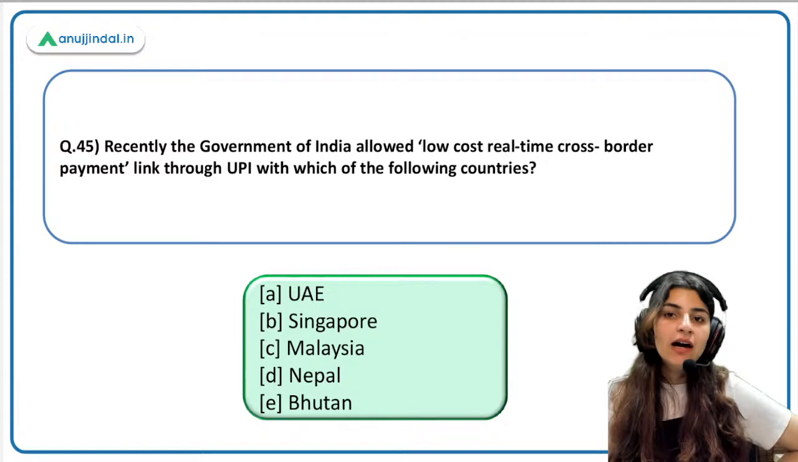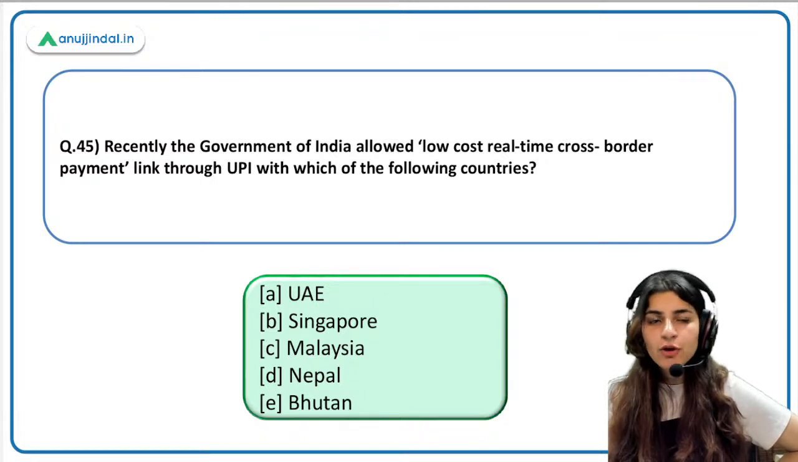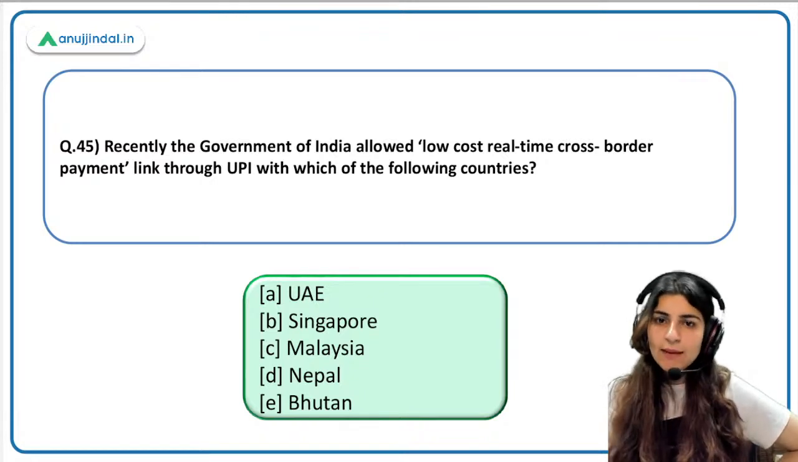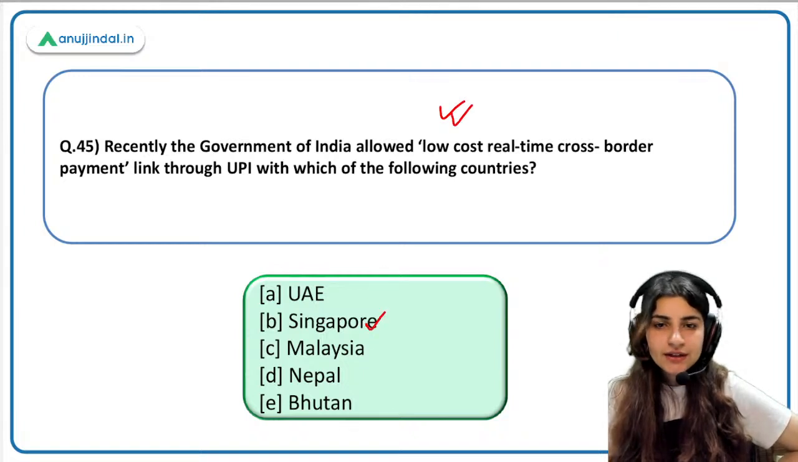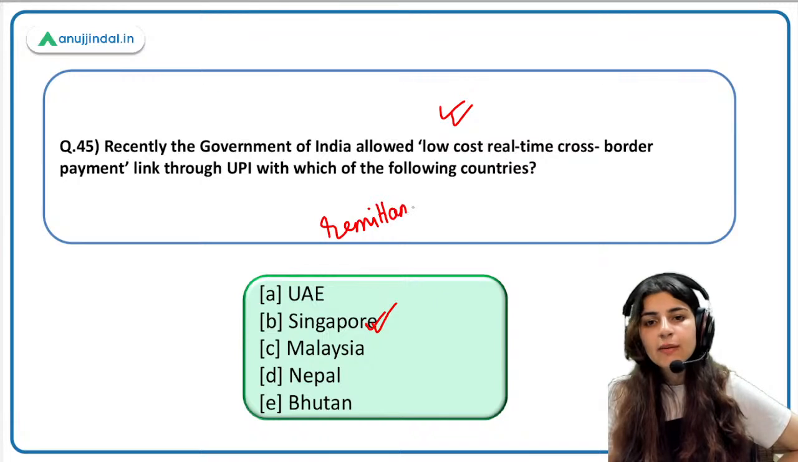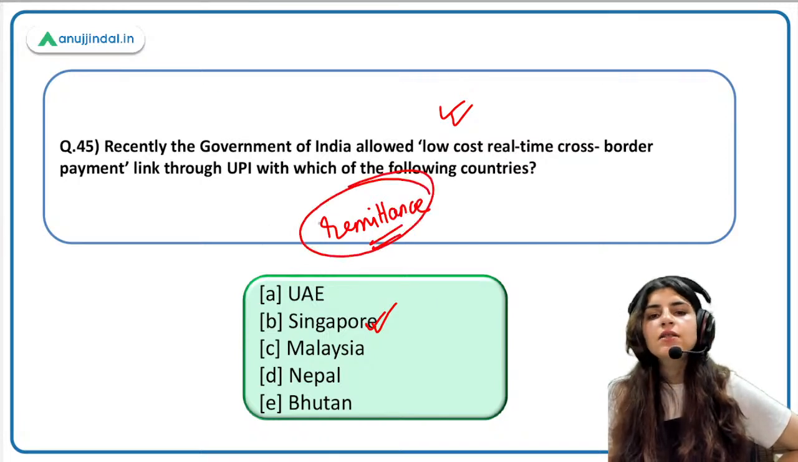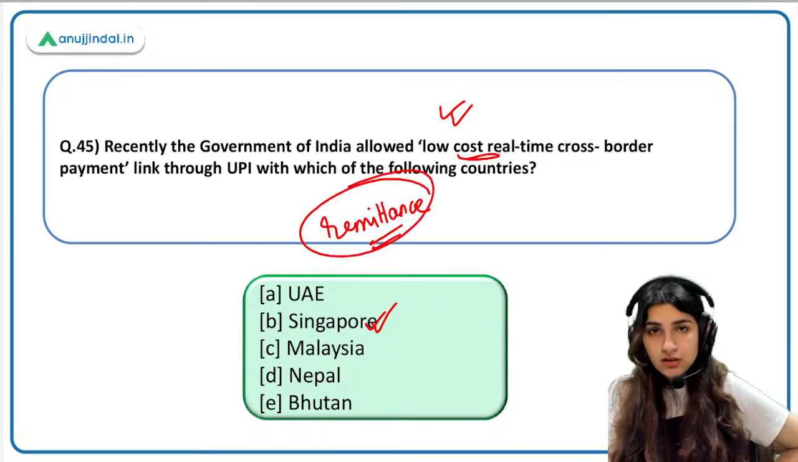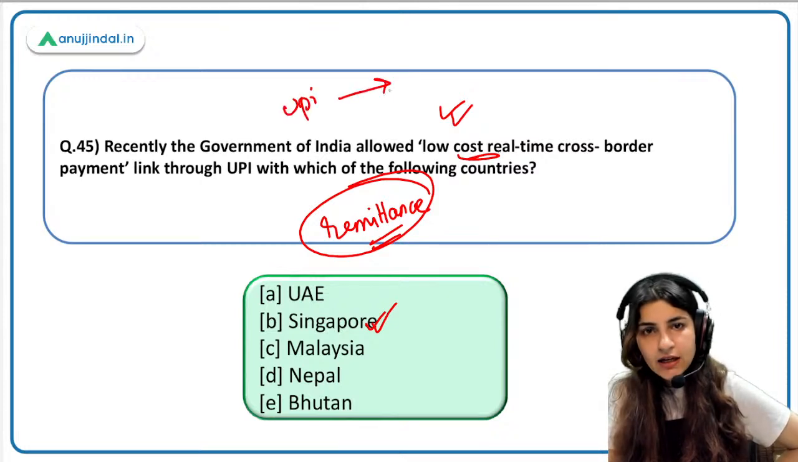Recently, the government of India allowed low-cost real-time cross-border payment link through UPI. A very important, very easy question. The correct answer here is Singapore. For remittances, we know how many remittances we get from Singapore. For that, it is important that a cross-border linkage system be built through UPI, and Singapore's was PayNow, if you remember.